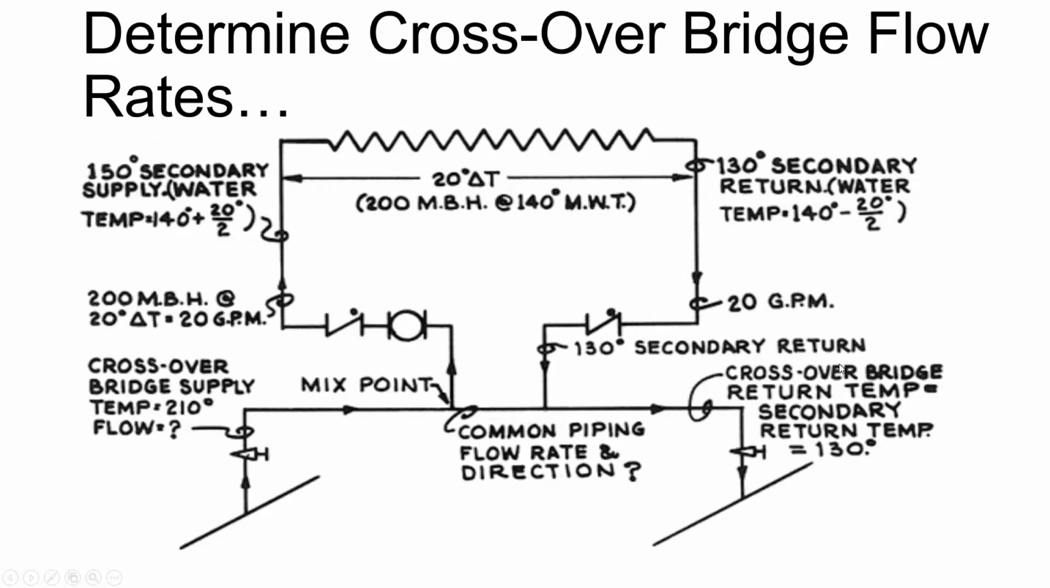So determine the crossover bridge flow rate for this load. 200,000 BTUs at a mean water temperature of 140 with a 20-degree delta T. So mean water temp. So what's the supply temp supposed to be? If I'm taking a 20-degree drop and my mean water is 140, 150 on the supply, and then 130 on the return. There's my 20-degree delta T. The average temp in that radiation is going to be 140. The load is 200,000 BTUs. What's the flow rate of 200,000 BTUs at a 20-degree delta T?